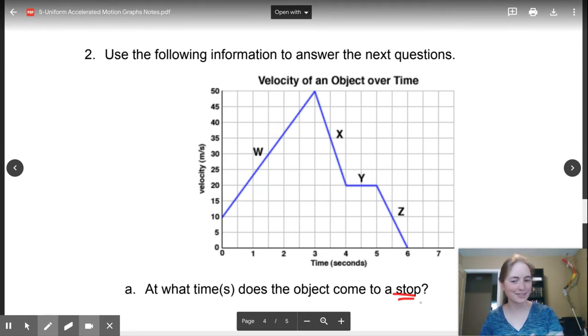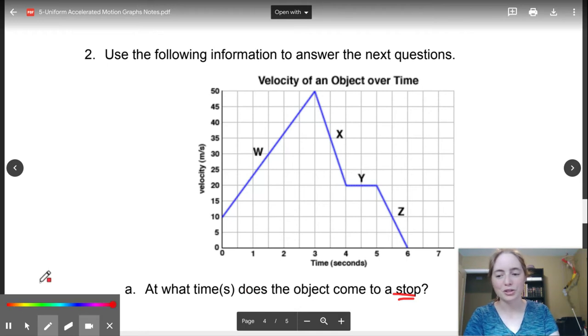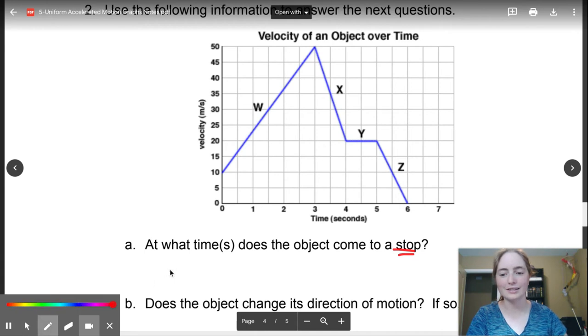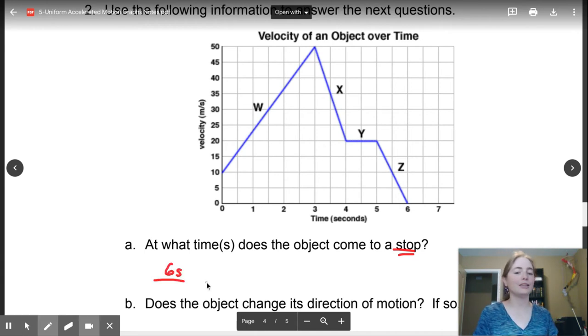Okay. So, ladies and gentlemen, 6 seconds is when the object comes to a stop. Now notice how I have time bracket S in these questions, and on your test you'll have that too. It means I want all times that that object is stopped. That means there could be one or more of them, and I want them all. Sometimes there might be one, sometimes more than one. In this case, there's only one.